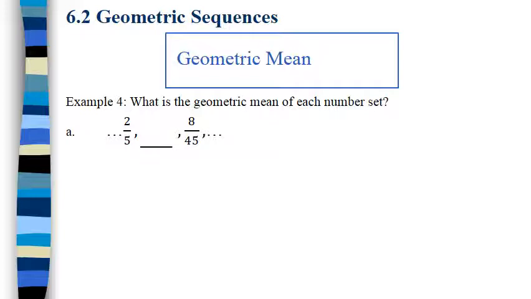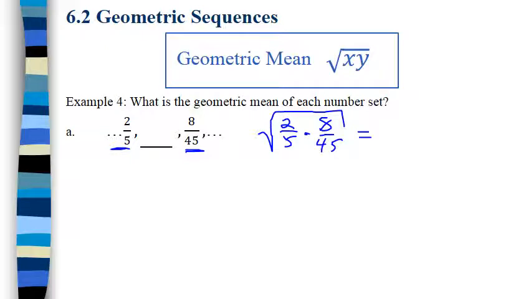Let's take a look at an example. In this example, we want to find the geometric mean of 2/5 and 8/45, which sounds at first like it's going to be fairly complicated. So let's try using the geometric mean, which remember is the square root of xy, or the square root of the two non-consecutive terms. So we're going to take the square root of 2/5 times 8/45. Well, inside the square root, we have 16 over 5 times 45, which is 225.